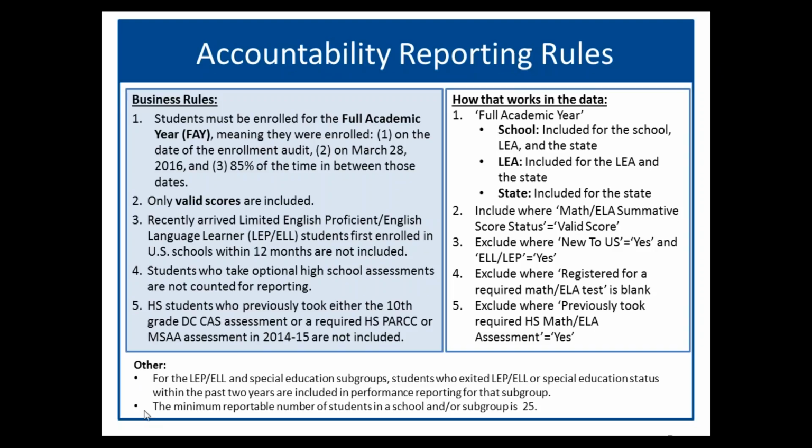So just for awareness, for the ELL, LEP subgroup and the special education subgroup reporting, students who exited ELL or SPED status within the past 2 years are included in performance reporting for that subgroup. And then the minimum reportable number of students in a school or subgroup is 25.